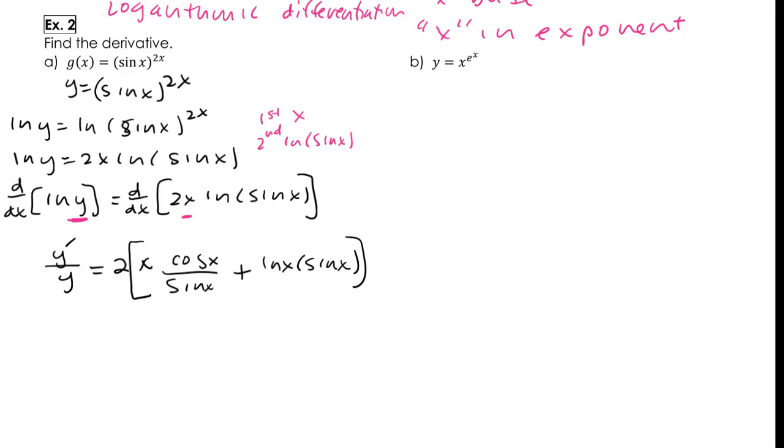Now, we're almost done. I wanted y prime, but there's a y here. So I'm going to multiply both sides by y. So now I get y prime equals 2y, cosine over sine is cotangent, plus natural log of sine x.